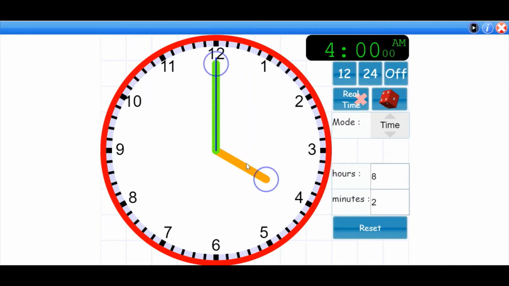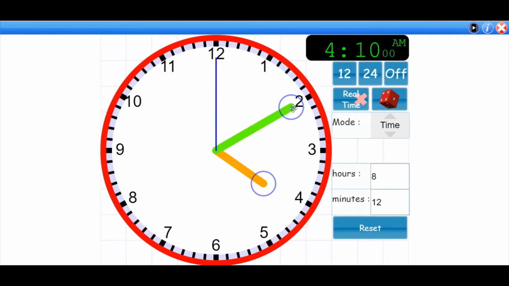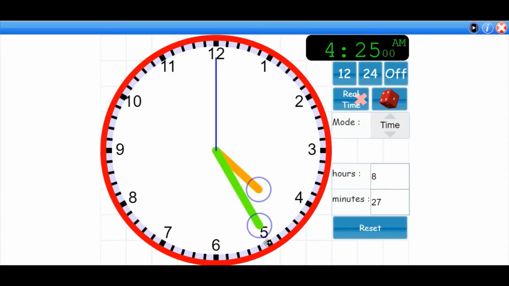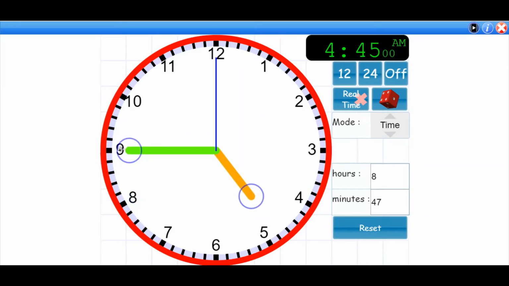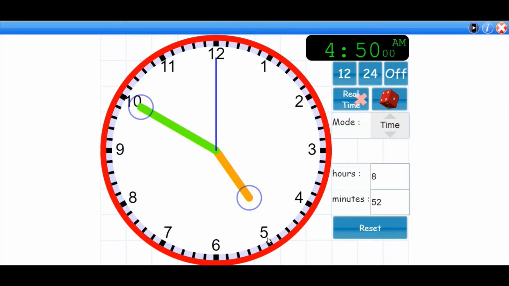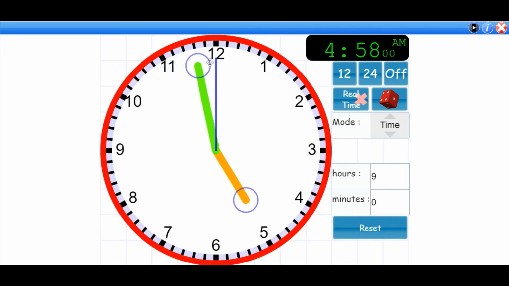So we've got 4 o'clock, 5 past 4, 10 past 4, a quarter past 4, 20 past 4, 25 past 4, half past 4, 25 to 5, we're working up to 5 now, 20 to 5, a quarter to 5, we're getting closer, 10 to 5, 5 to 5, and 5 o'clock.